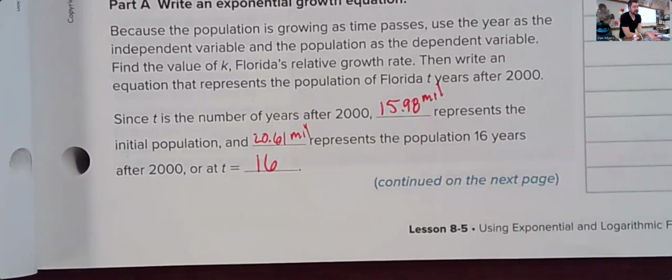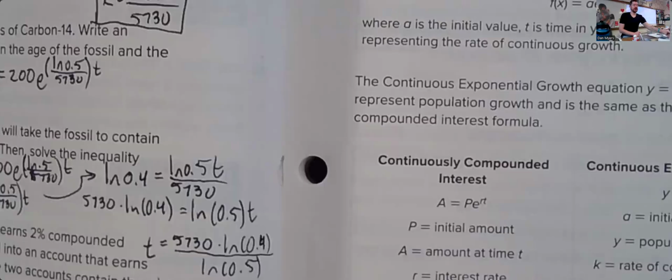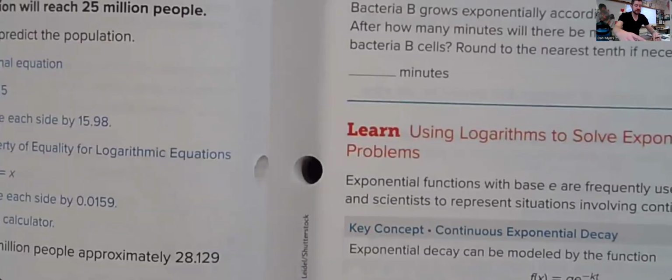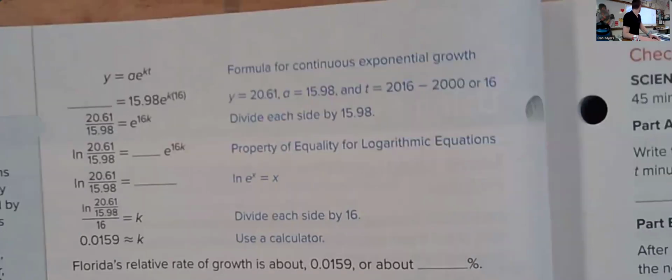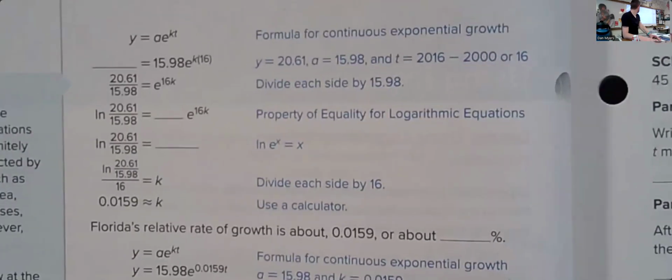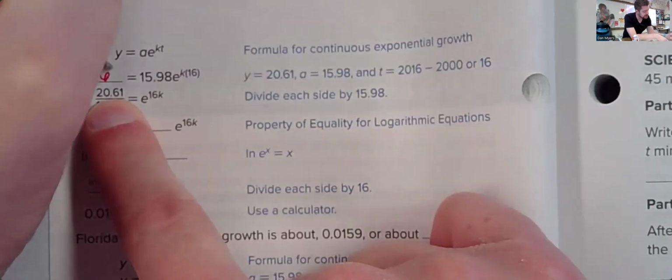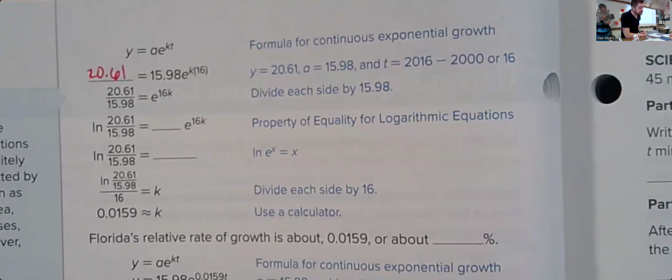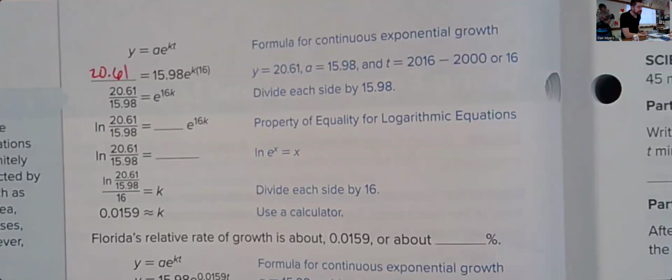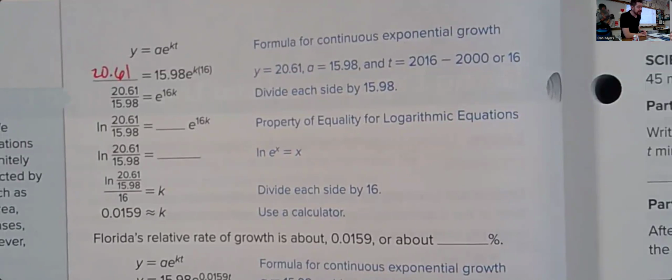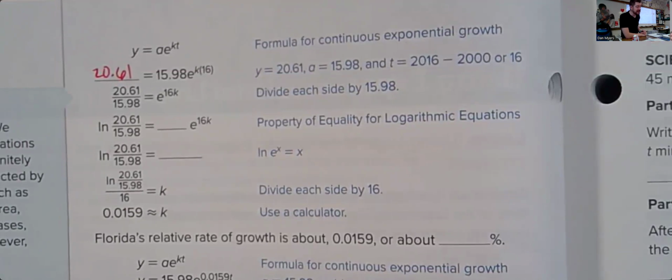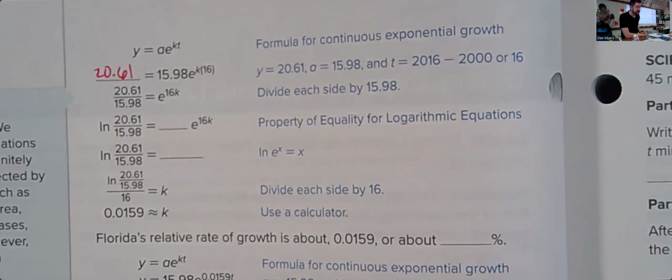Cool. So we'll be able to write a function based off of that. And I think we're going to end up solving for K, which is in the exponent, which means we'll need to use natural logarithms in order to solve for K. So turn the page. So here's our formula. The value on the left is the current population of 20.61 million. And that's going to be equal to 15.98 times e to the K times 16th power.